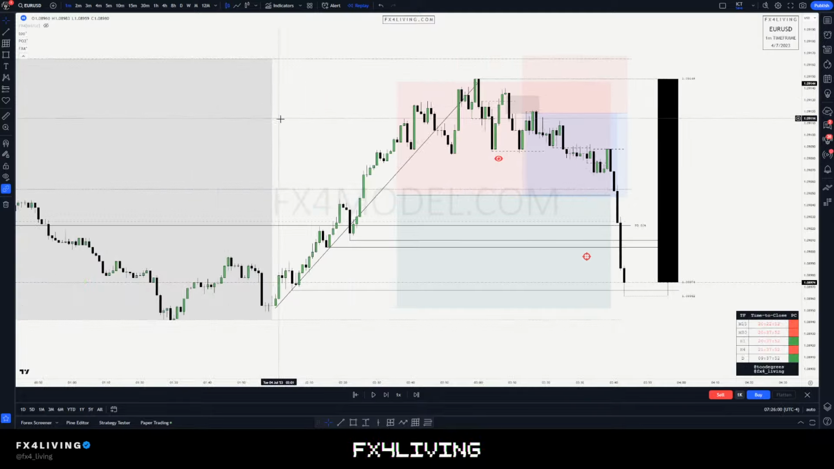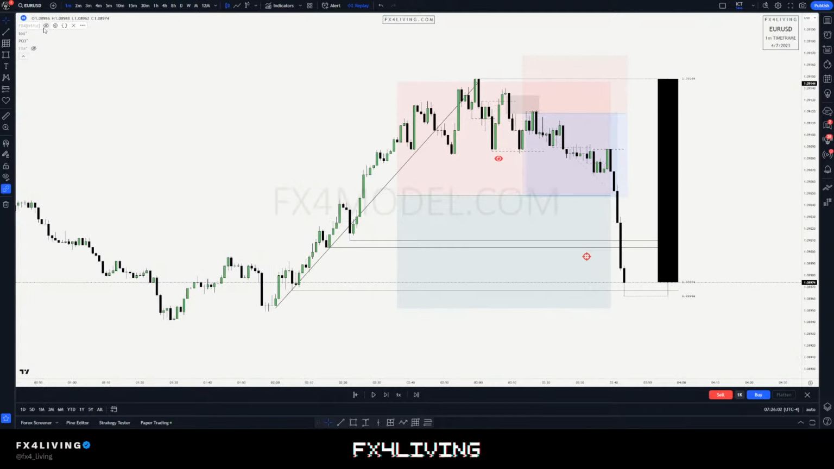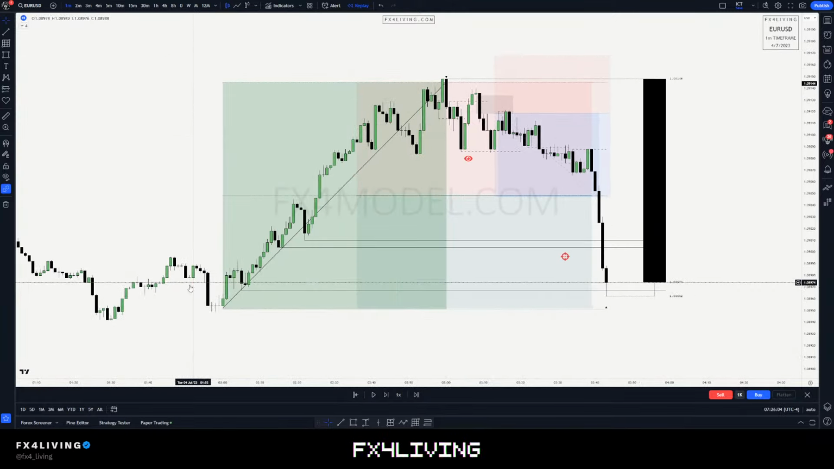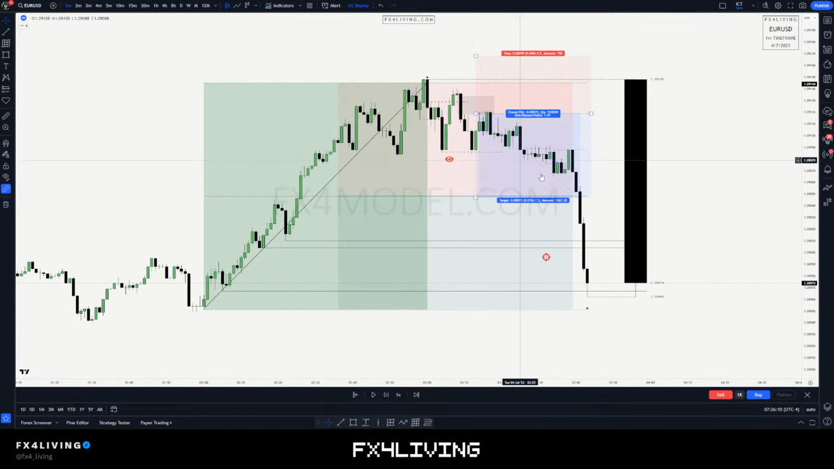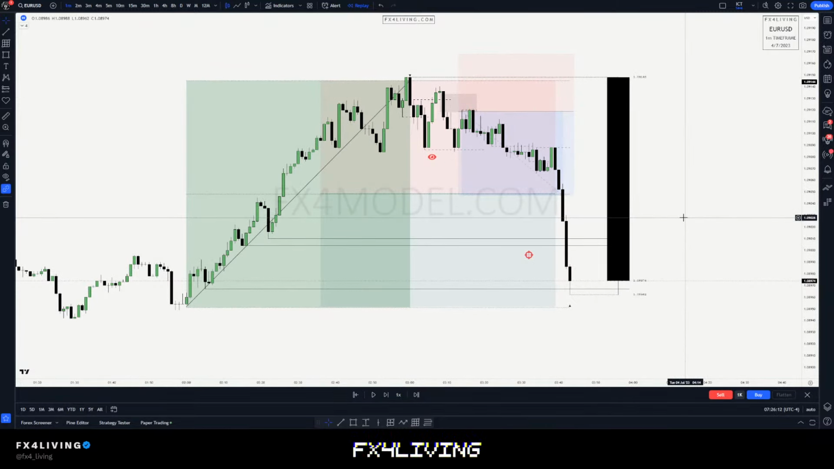Okay, this is my FX4 model. Alright, so if you see the last hour was bullish, and you know the liquidity is coming in the market, you want to see some sort of stuff like that happening.